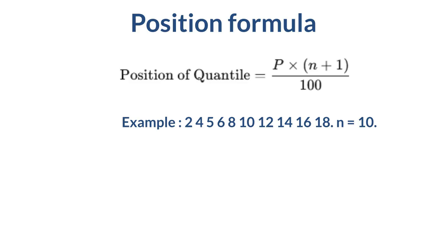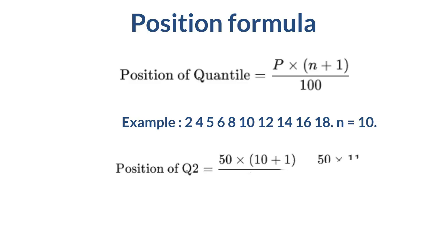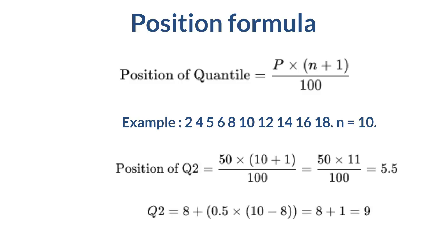Q2, second quartile, 50th percentile, also known as the median. Position of Q2 equals 50 times the quantity 10 plus 1, divided by 100, equals 50 times 11 divided by 100, equals 5.5. Since 5.5 is not a whole number, we interpolate between the 5th and 6th data points, 8 and 10. Interpolation: Q2 equals 8 plus 0.5 times the quantity 10 minus 8, equals 8 plus 1, equals 9.